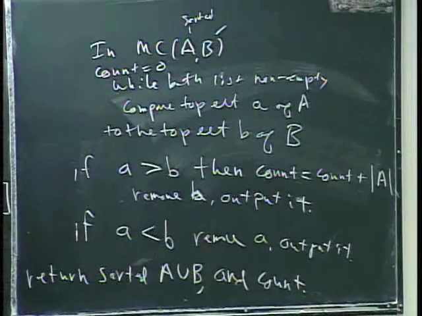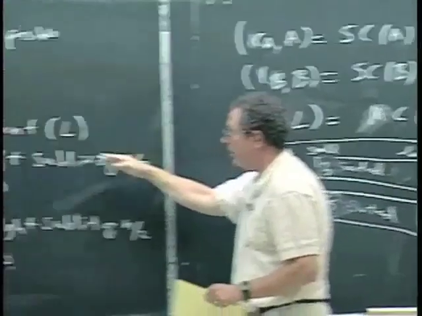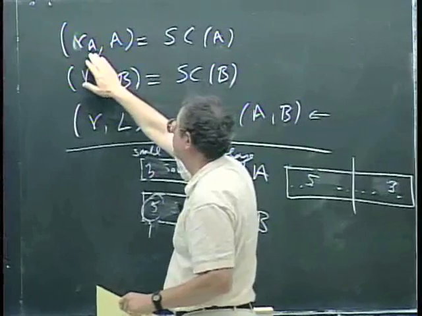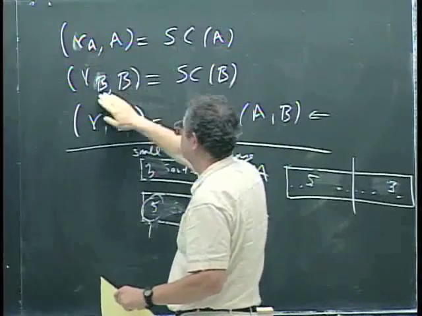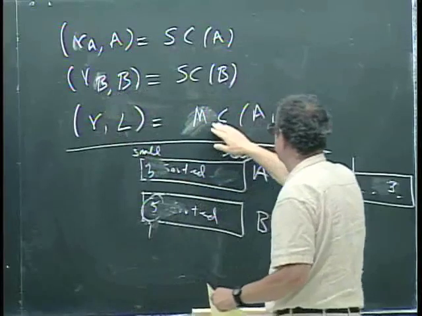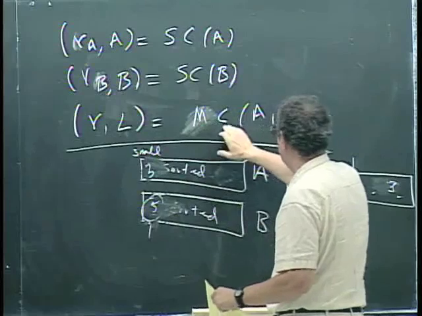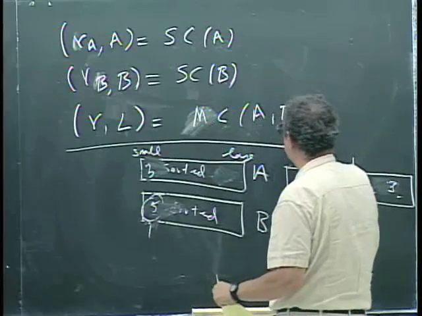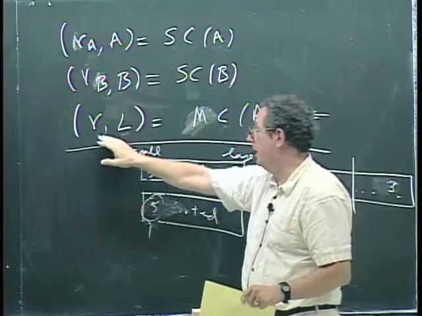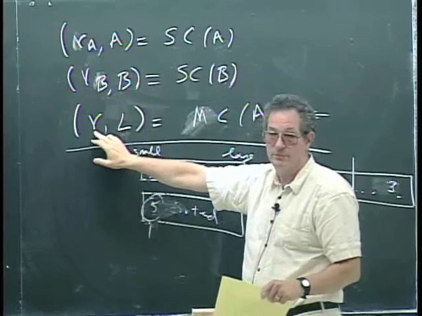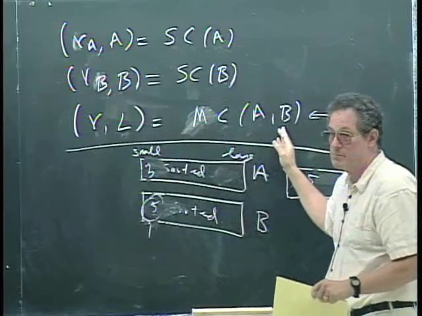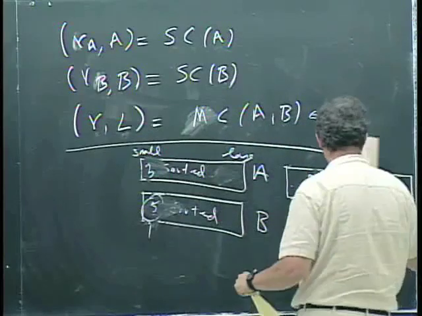So in this sort and count, you've recursively found how many inversions there are in A alone. You've recursively found how many there are in B alone. You have called merge and count on A and B, and you return the sorted list A union B and the count R. That's how many inversions you've discovered that cross from A to B. And so what do you do at the end?